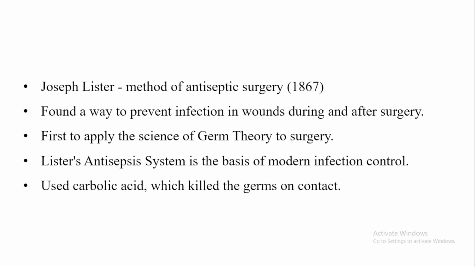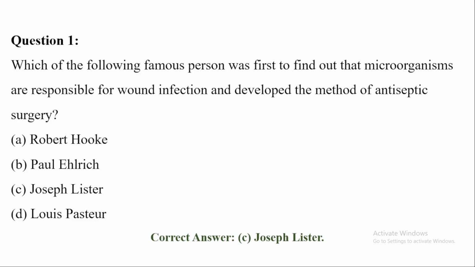Lister's antisepsis system is the basis of modern infection control. As I told you, till date all surgeries happen in an antiseptic environment. Joseph Lister used carbolic acid as an antiseptic. He used diluted carbolic acid to wipe the surfaces and the hands, to keep the surroundings of the patient aseptic. Okay. So the other options that we saw, Robert Hooke, Paul Ehrlich and Louis Pasteur, what are their contributions?